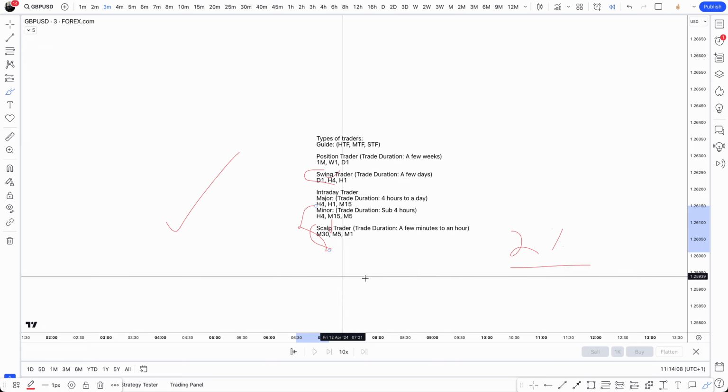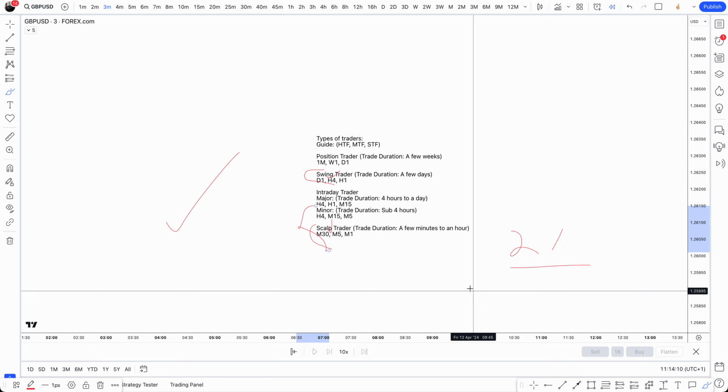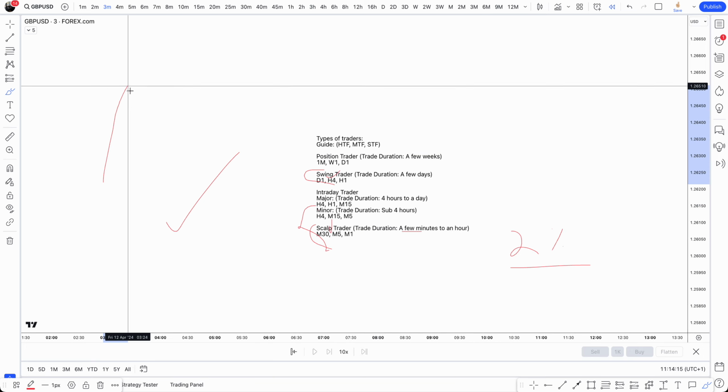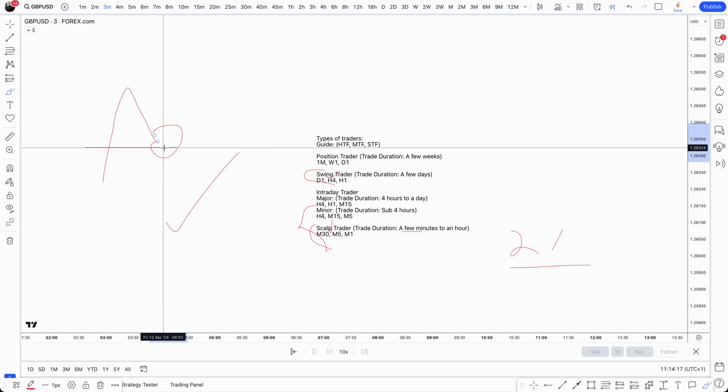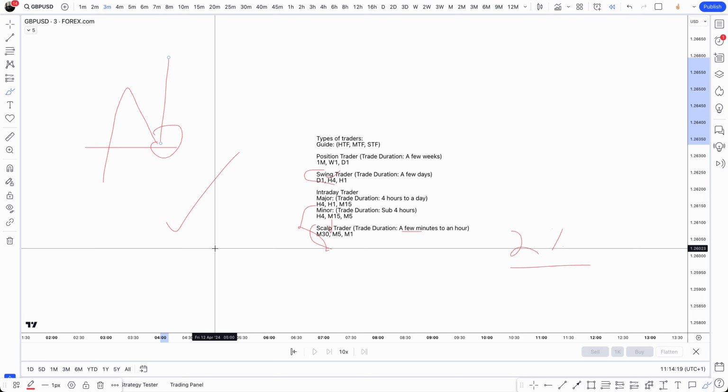And ideally, I want to be out of the trade within an hour, maybe even sometimes in a few minutes, because you do get the odd trade that, say if I'm in a buy right here, you do get the odd trade that just goes straight to your TP and it's perfect.